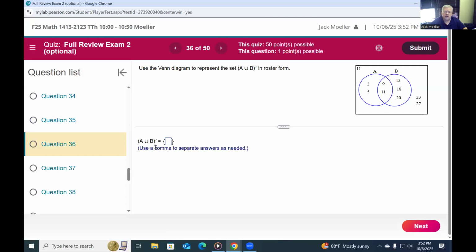Oh, this is A union B complement. So that's what I was just talking about. They changed the numbers on us with the same idea. So do inside parentheses first. A union B would be everything inside the circles. And then the complement is the opposite of that, so it would not be inside the circle. In this case, it would be just outside, so the 23 and the 17.